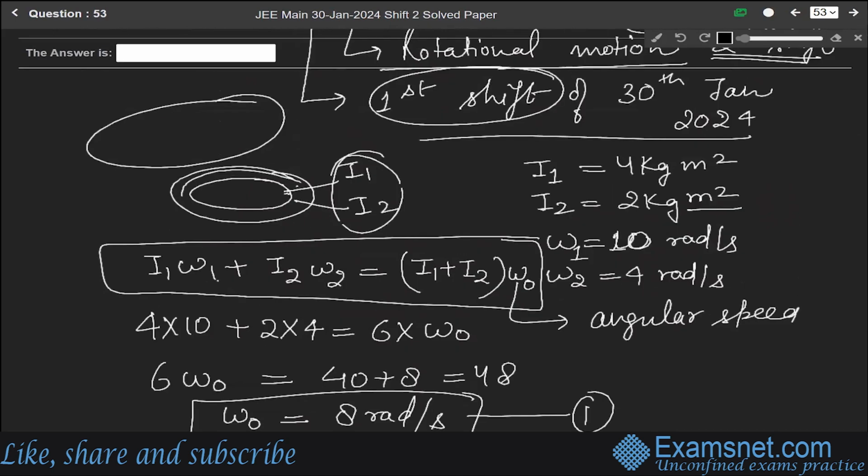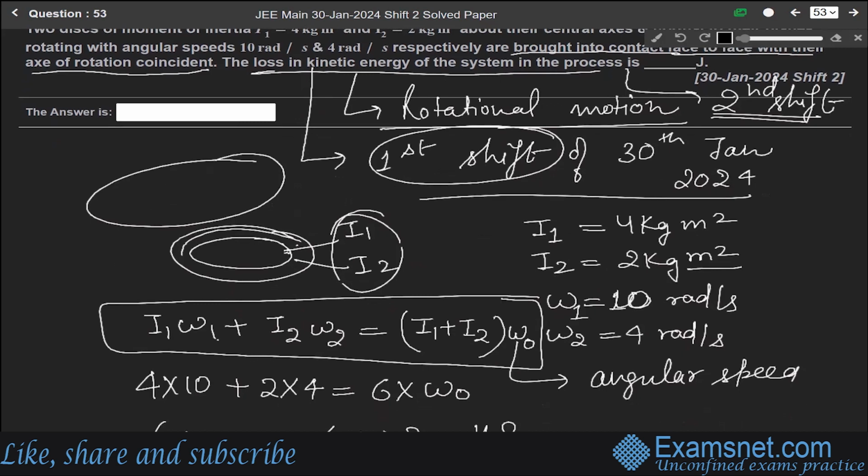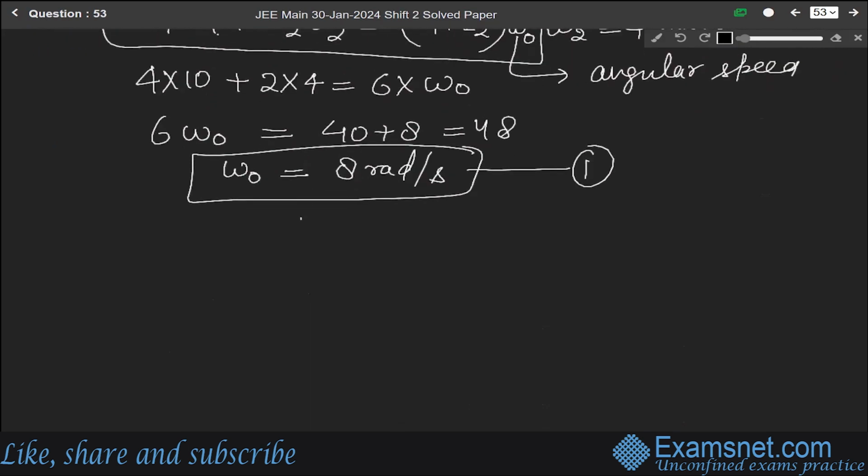Okay, now it is asking about the loss in the kinetic energy, meaning first we have to find the combined energy of these two disks, having moment of inertia I1 and I2. And when they combine to form a single disk, we have to find the energy of that also, then subtract E1 minus E2. Okay, now E1 will be equal to half I1 omega 1 square plus half I2 omega 2 square.